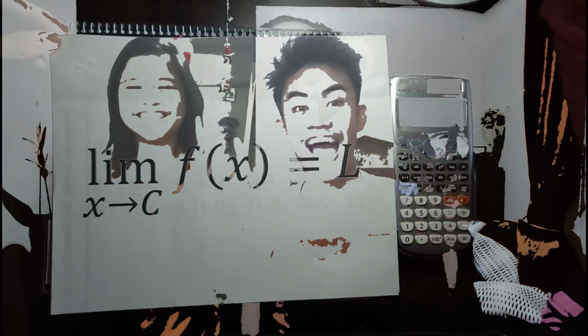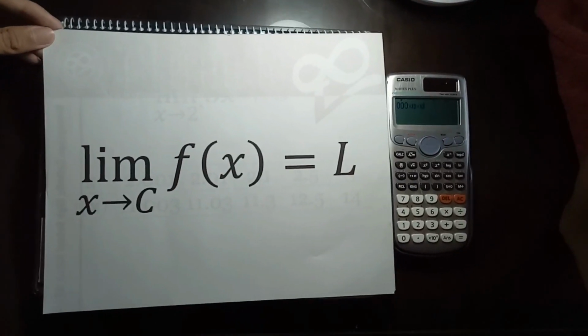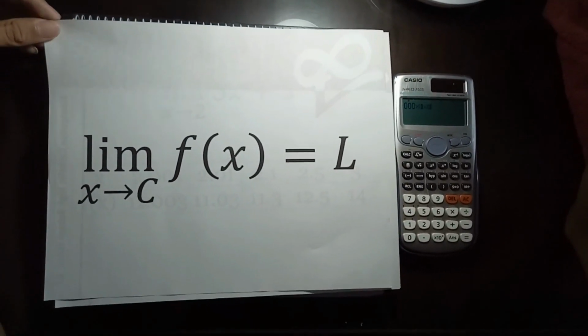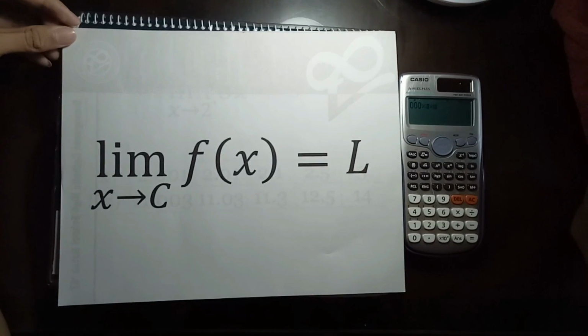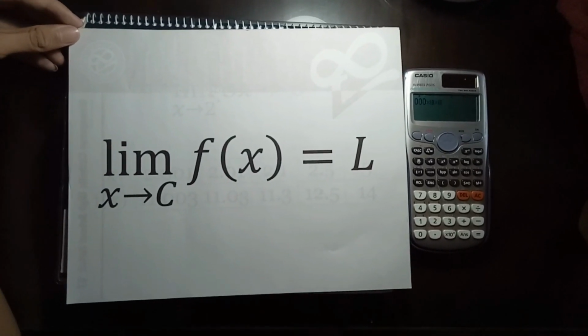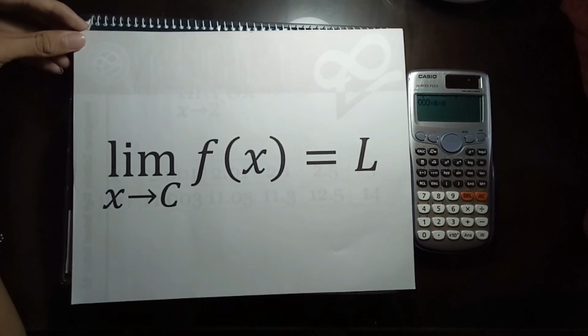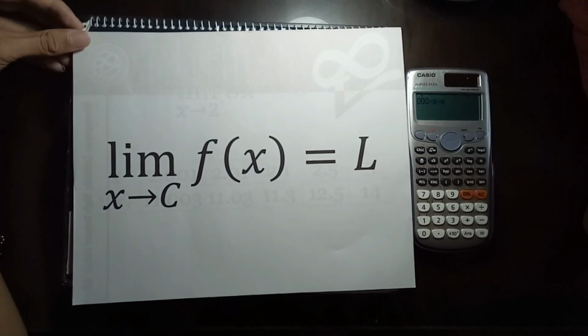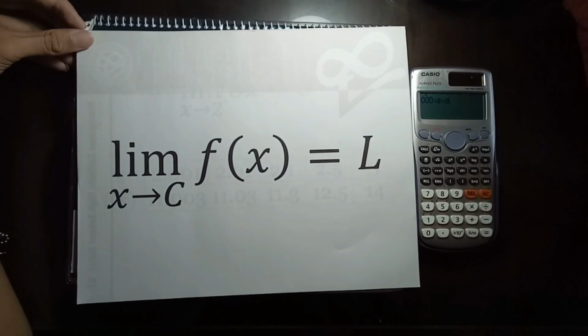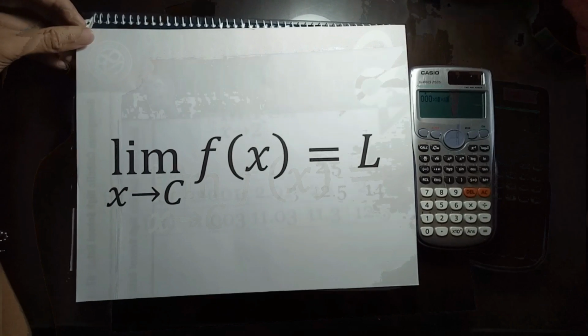Today we will be teaching you guys how to illustrate the limit of a function using table of values and graph of a function. So, let's start with the symbol of the limit. This is the symbol of the limit. This is read as the limit of f of x as x approaches c is L. Mathematical limit describes how function values change as the x values change.